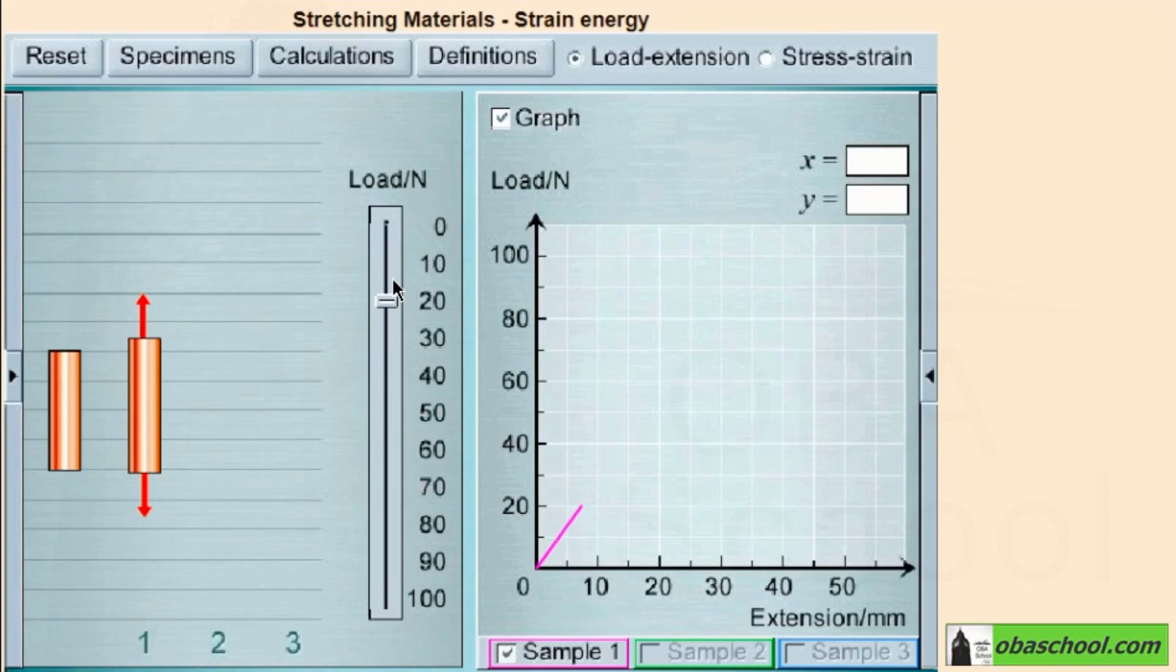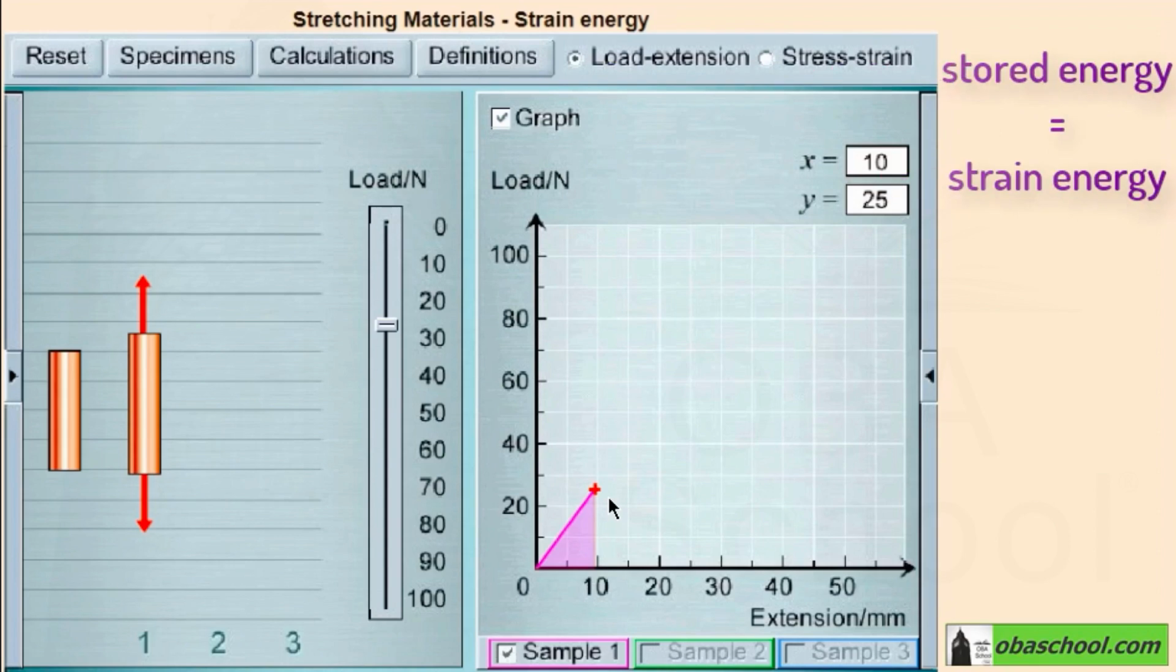When the load is removed, the specimen returns to its original dimensions. The stored energy is released. The energy stored in an elastically stretched specimen is called the strain energy. Its value can be calculated from the area under the load extension graph.